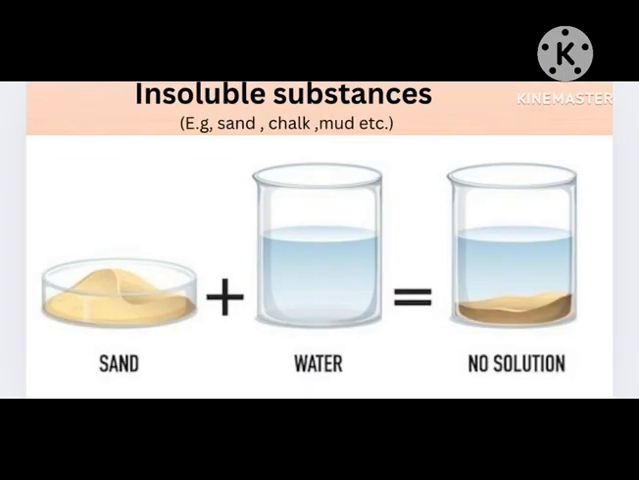Now we have insoluble substances. These are those substances that do not dissolve in water. For example, we have sand. When we put the sand in water, this sand doesn't dissolve in water or mix with the water. Rather, it settles down. Therefore, this sand is an insoluble substance. Similarly, mud, chalk, etc. These are also insoluble substances because these do not dissolve or mix with the water.